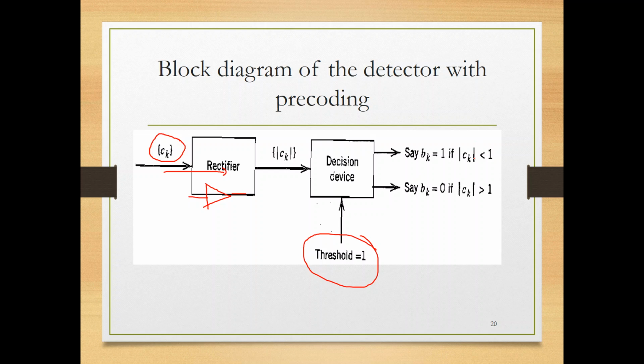If the amplitude of CK is less than 1, then PK, the data bit you transmitted, is 1. If it is greater than 1, then PK is equal to 0.